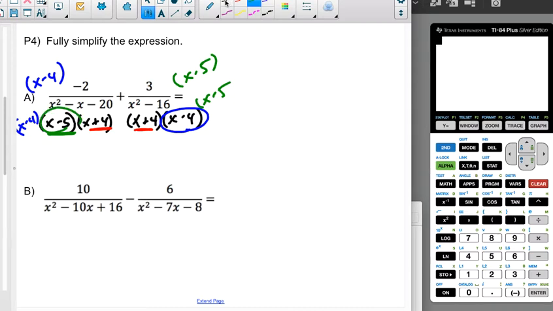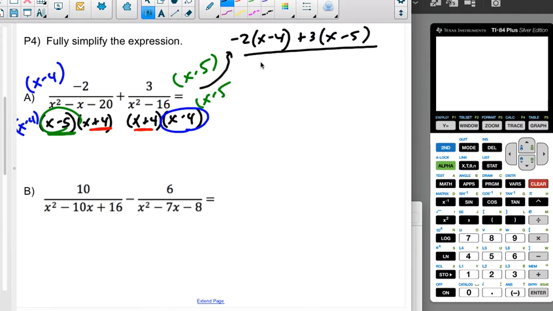So when I clean up the numerator, right, this is going to be a negative 2 times this x minus 4 plus a 3 times the x minus 5, all over my nice, happy common denominator. So x plus 4, x minus 4, x minus 5, right? Don't cancel things, right? Because things don't cancel at this point. Things can only cancel if everything's multiplication and division.